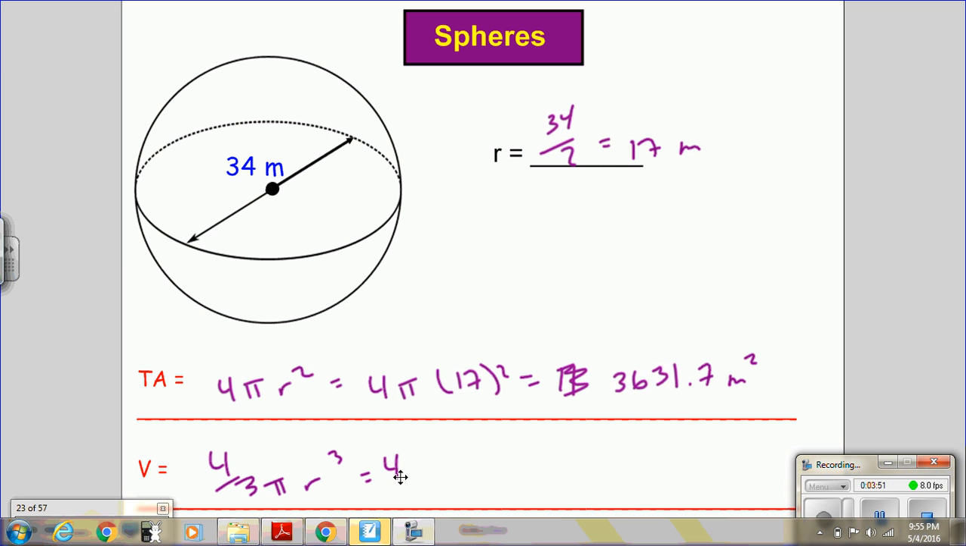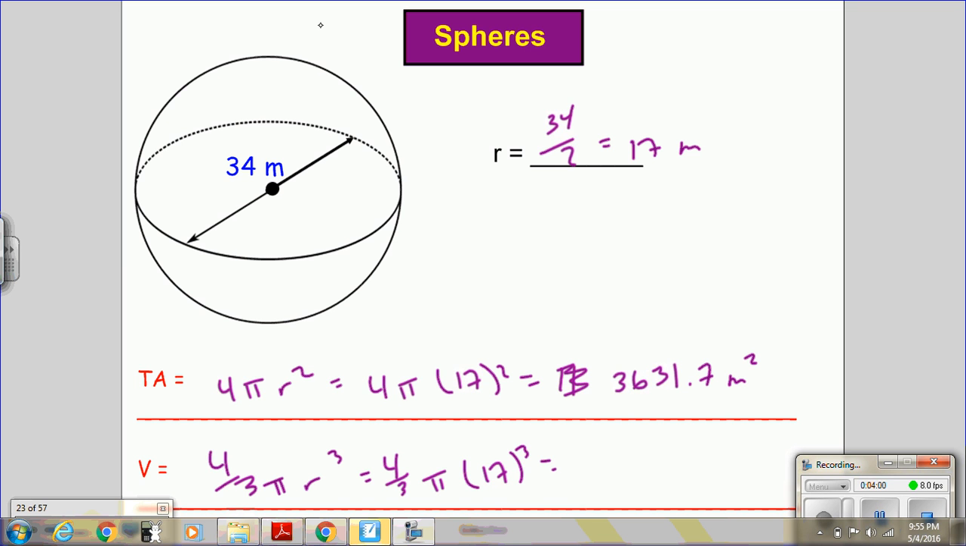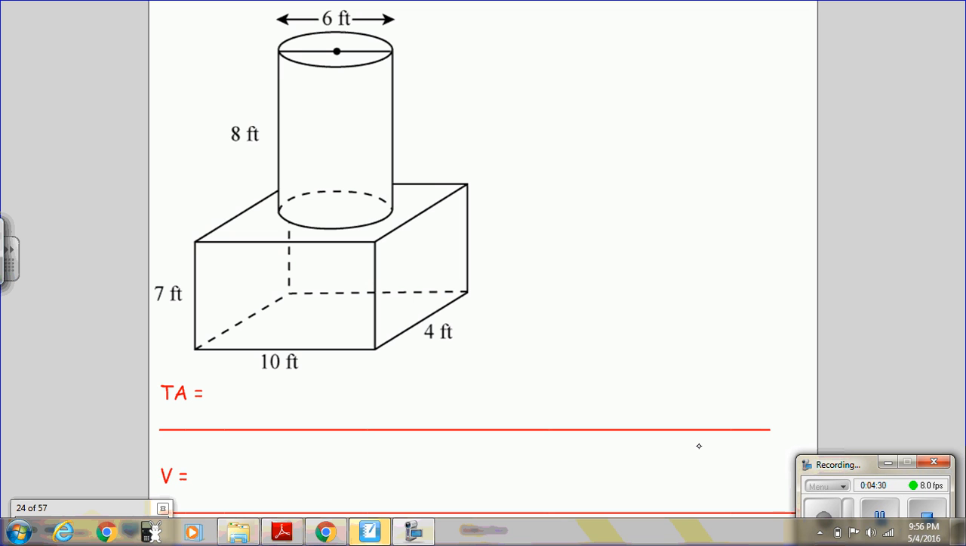For volume, it's 4 over 3 pi times radius cubed. So that's 4 over 3 pi times 17 cubed, which is about 20,579.5 meters cubed. So that's how you would do spheres. Now we're going to talk about composite figures and finding the total area and the volume of them.